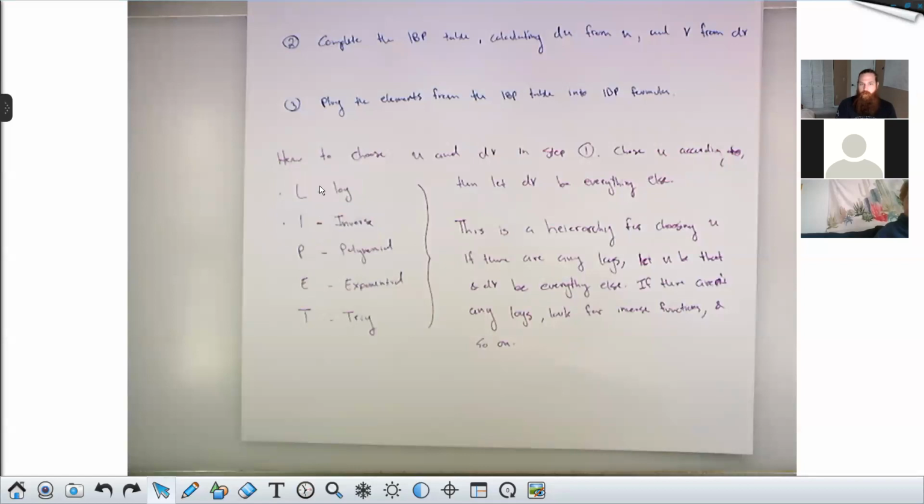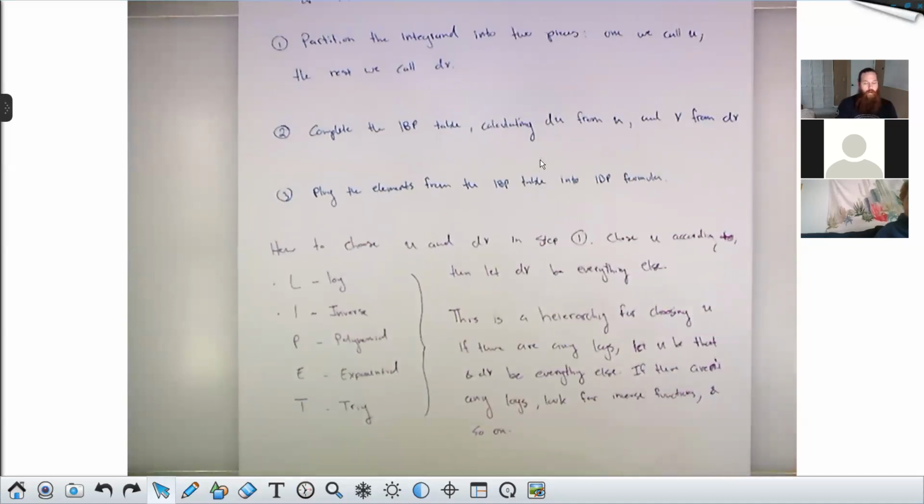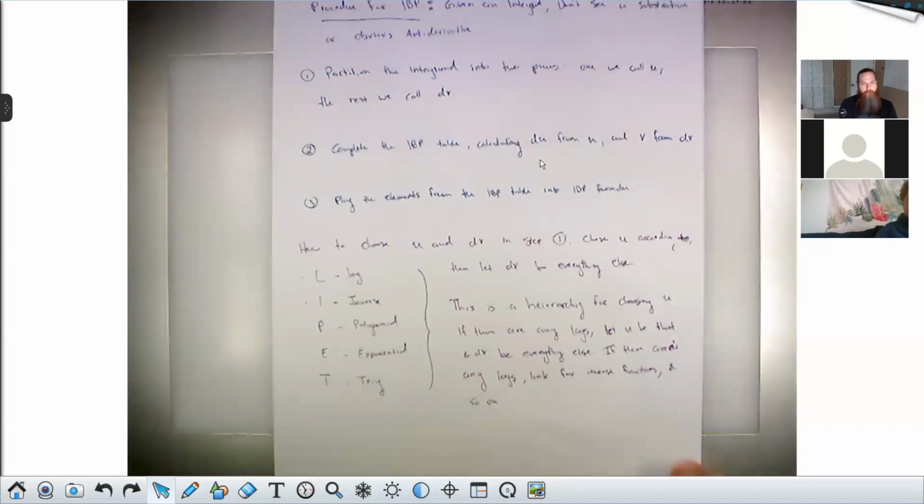If my integral doesn't have any logs and doesn't have any inverse functions, then I'll start looking for polynomials. Does my integral have any polynomials in it? If yes, then I'll let that be u and I'll let everything else be dv. If I don't have any logs or inverse functions or polynomials, then I'll start looking for exponential functions. Does my integral have any exponential functions in it? If yes, I'll pick that to be u and everything else to be dv. Okay, so this is our IBP procedure.